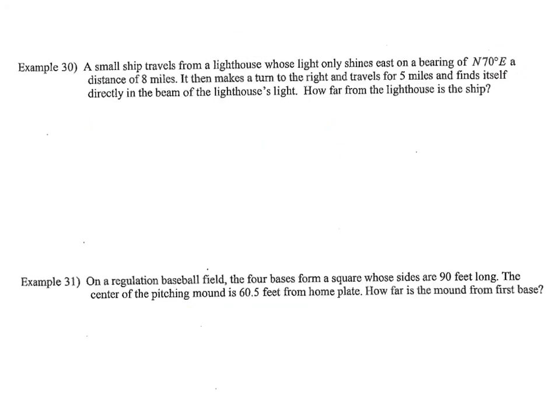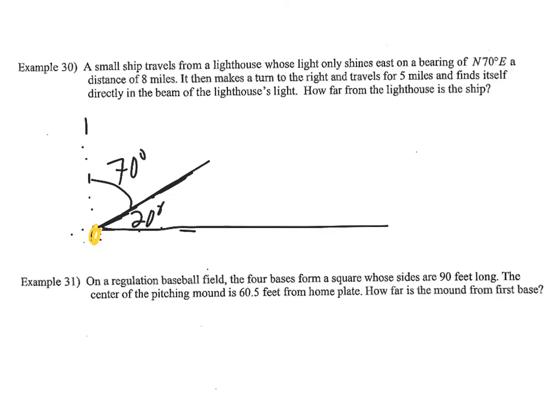Oh, some more bearing work. Let's see. So a small ship travels from the lighthouse on a bearing. You know what? Just a minute here. Let me make this be a little bit more north 70 degrees east. So like here's a little compass rose. Here's the lighthouse. Here I'll use a yellow light for the lighthouse. And we know this is north 70 degrees east. So that angle right there is 70 degrees, which I hope you see that this angle is 20 degrees.